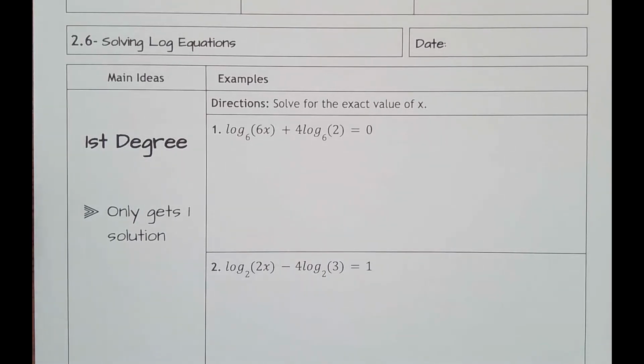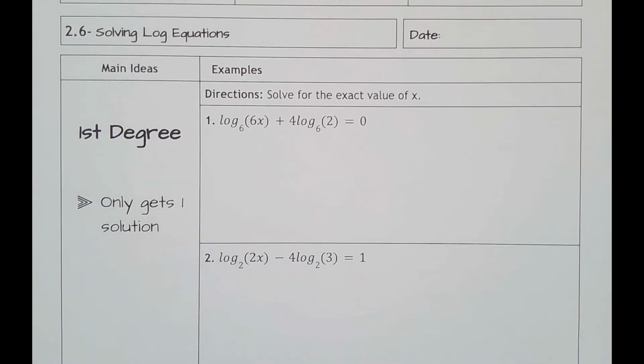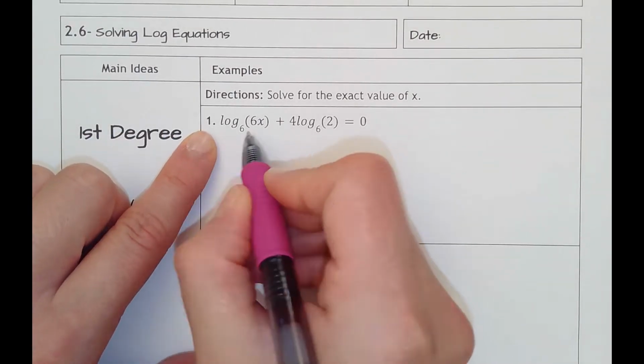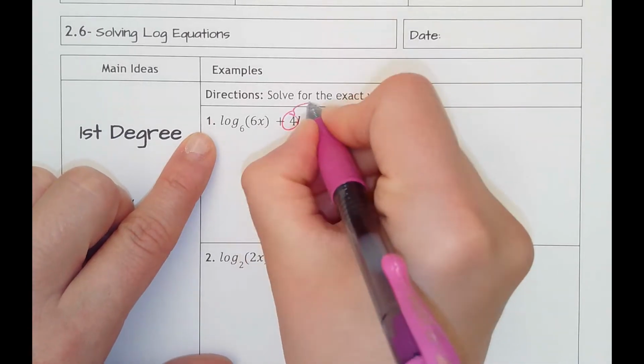2.6 solving log equations. If it's to the first degree, you should only get one solution. When we are solving logs, our job is to condense them into a single log, and then we're trying to change them into an exponential equation like we did on the lesson above to solve it like we normally would in algebra. Okay, so we've got to take care of any multiplication times a log because that is that power property that we've learned about.